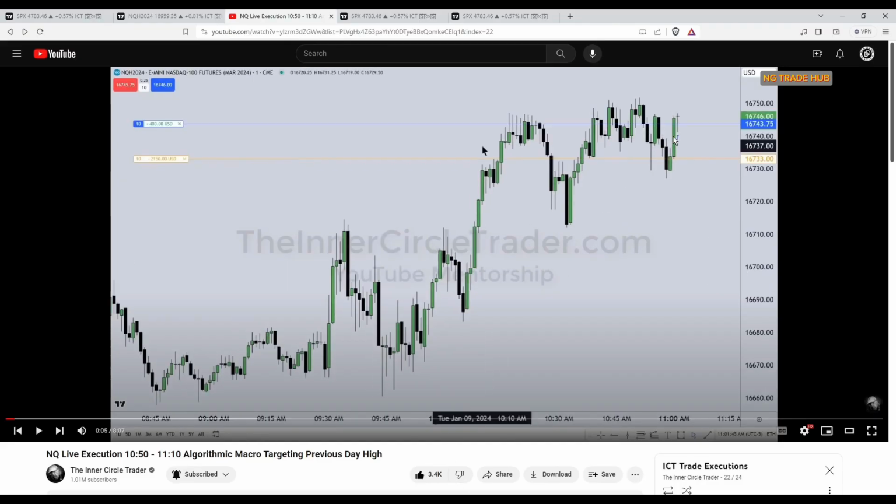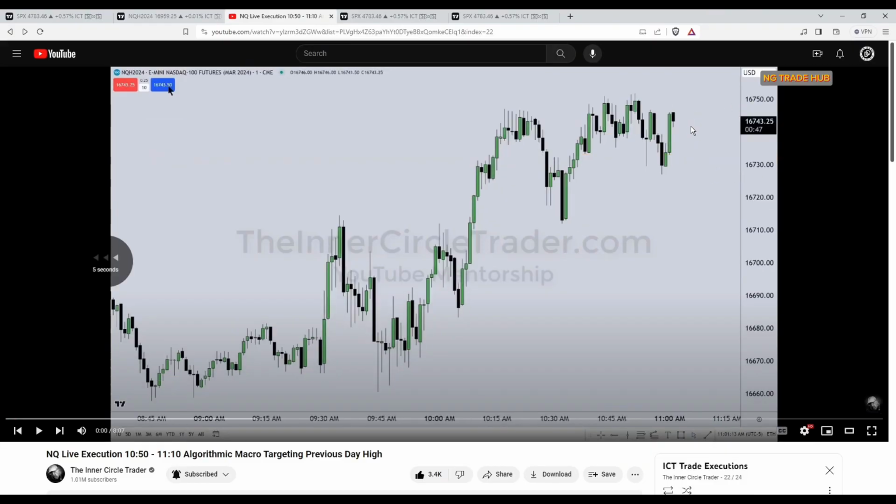If you notice where ICT enters, he enters at 16,743.75. So you may look at this and be like, well, why didn't he wait for a market structure shift? Well, ICT does not need a market structure shift. He knows what the algorithm is going to do. He has 30 years of experience in this.